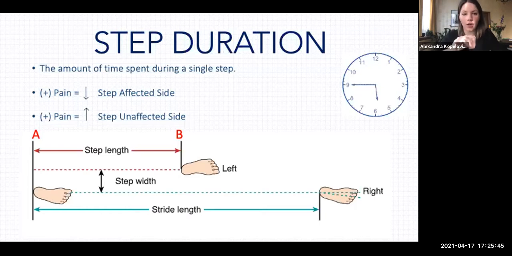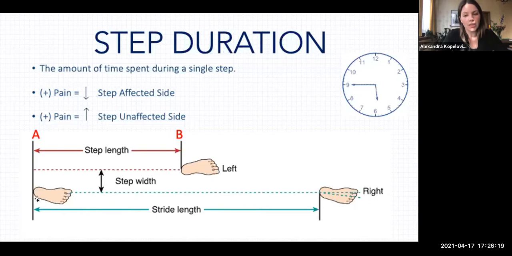Don't confuse stride and step. Stride is, once again, from contact of the right foot to the contact of the same right foot. Step length and step duration has to do with the contact of the right foot to the contact of the left foot. So if you look at this chart, step duration is going from point A to point B, from the heel contact of the right foot to the heel contact of the left foot.